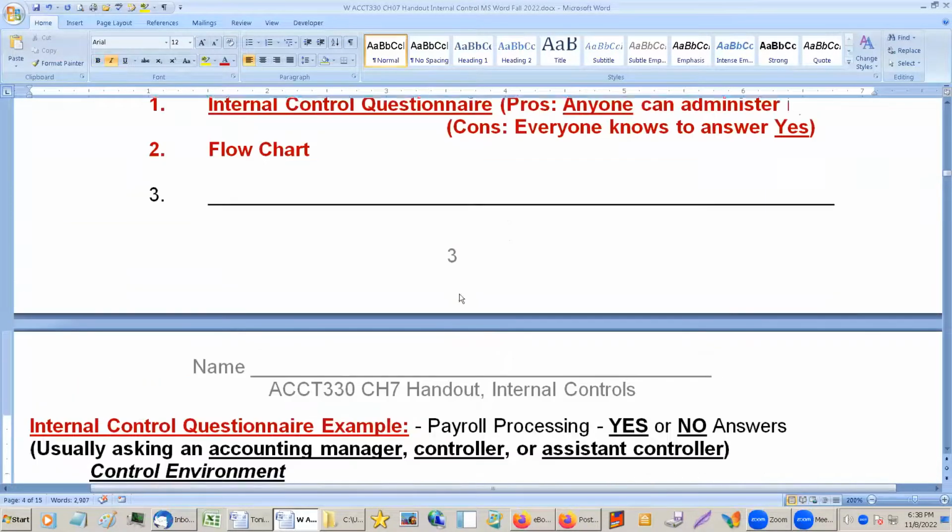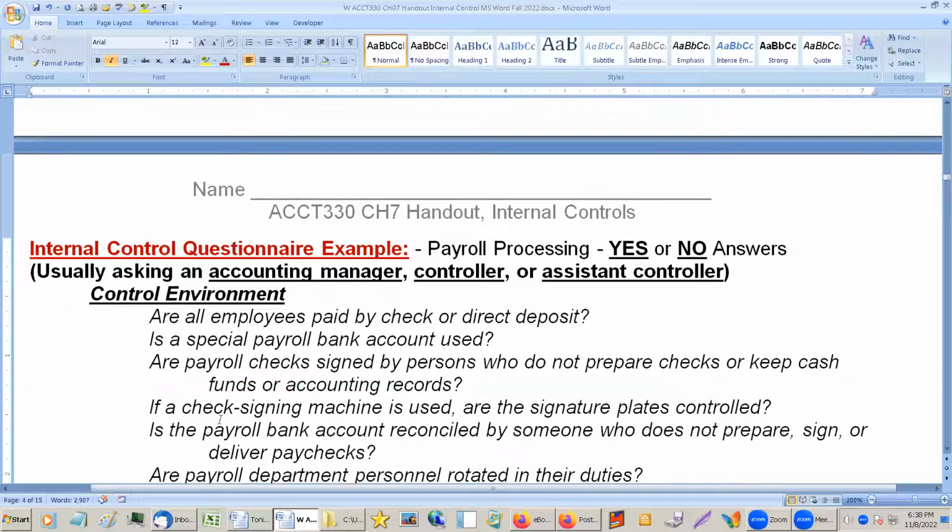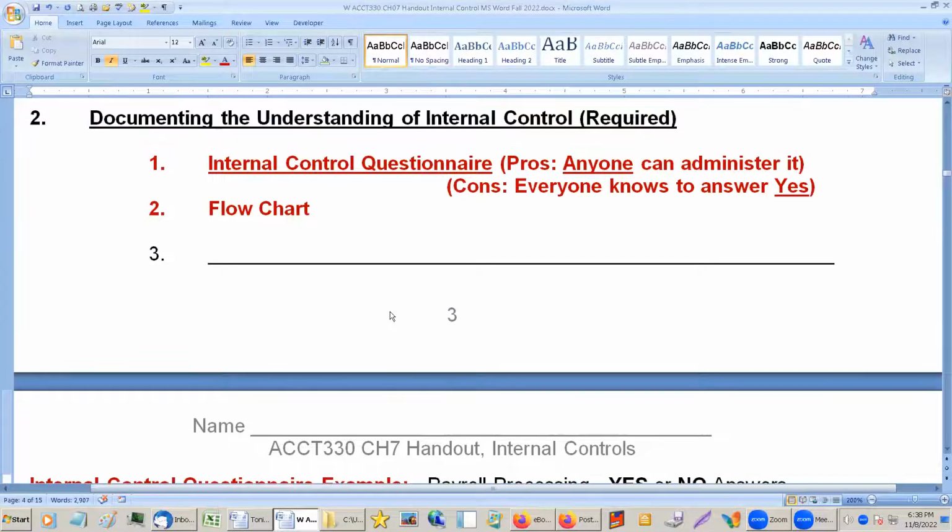So anyone can go do this. Anyone can administer the internal control questionnaire. You don't have to have experience. You're just writing down yeses and nos. Okay, internal control flow chart.